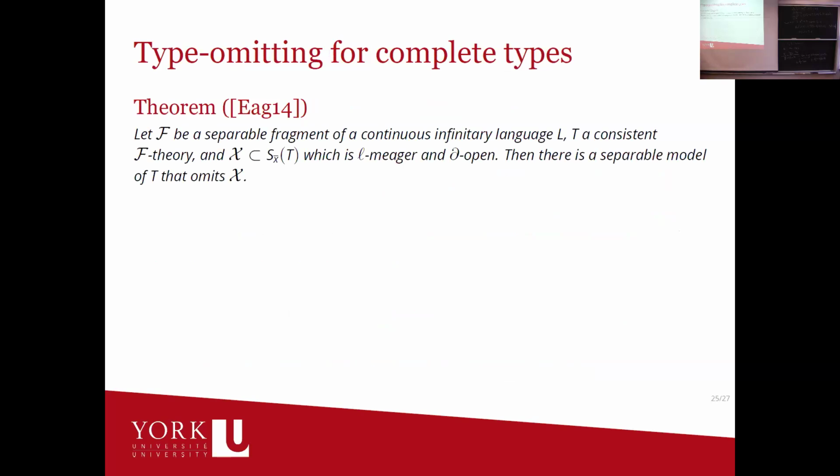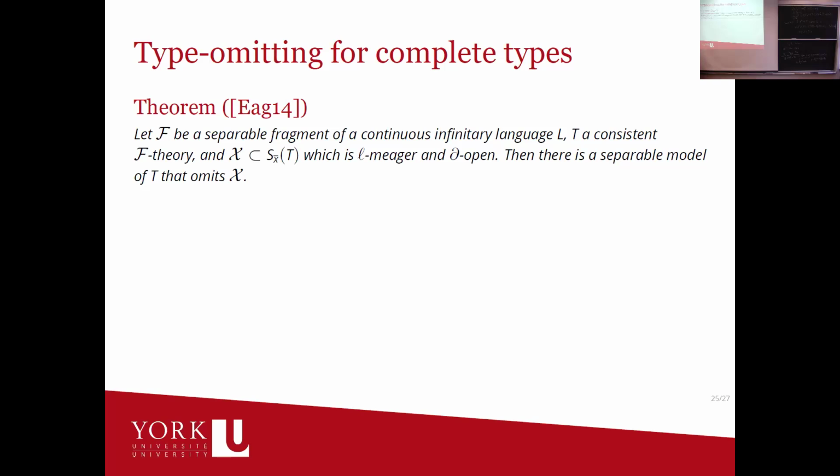So there's this old theorem, well, about a decade-old theorem of Eagle that says: take a separable fragment of continuous infinitary logic, a consistent theory, and some set of types that is meager in the logic topology but open in the metric topology. So small according to the logic topology, big according to the metric topology. Then you can build a model that omits those types.